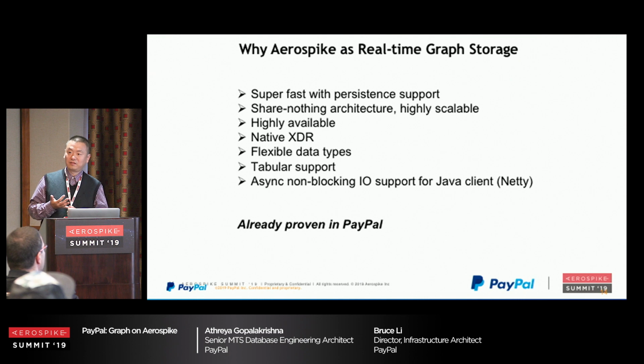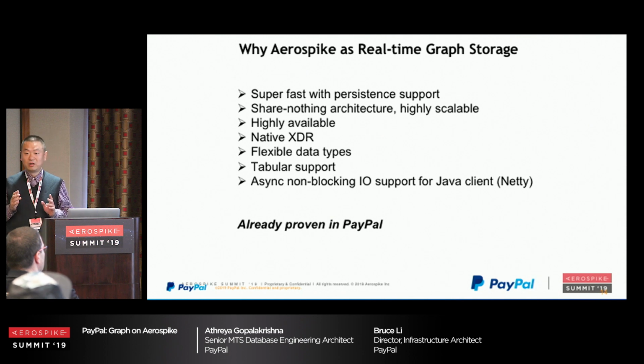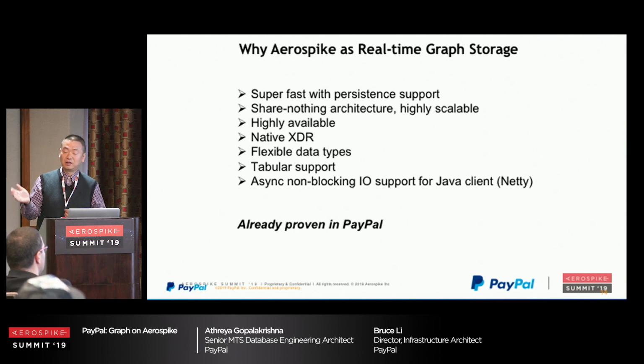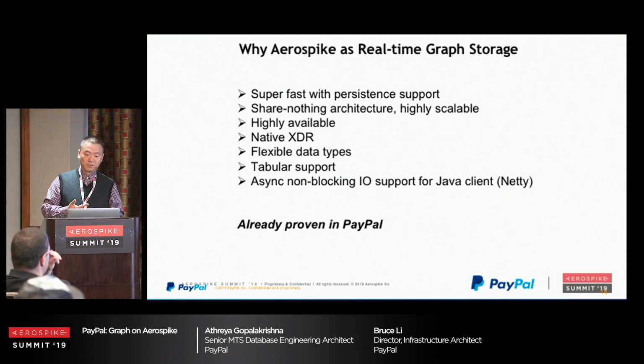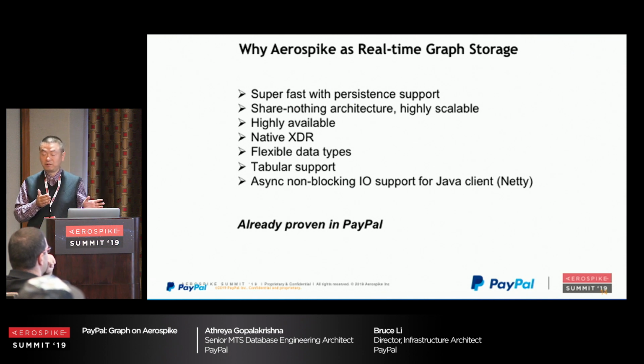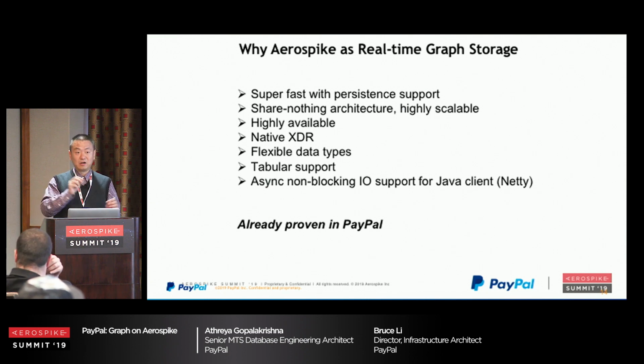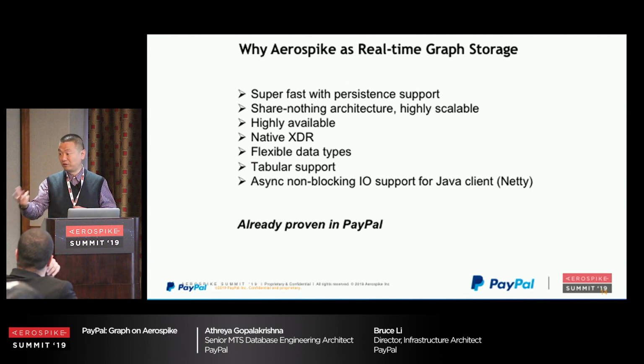First, Aerospike is super fast with persistent support, right? Shared-nothing architecture, there's no single point of failure, highly scalable, highly available. Looking at the past year, the system availability is pretty high. It supports native XDR, which is very important for us to support MDC. It supports flexible data types like list and map, which is important for the business. And it supports tabular. That's very important because for a real-time graph database, performance is key. For the query, we directly know what kind of properties and what kind of edges we want to traverse and fetch, so we fetch just those instead of reading and writing as a whole, right?